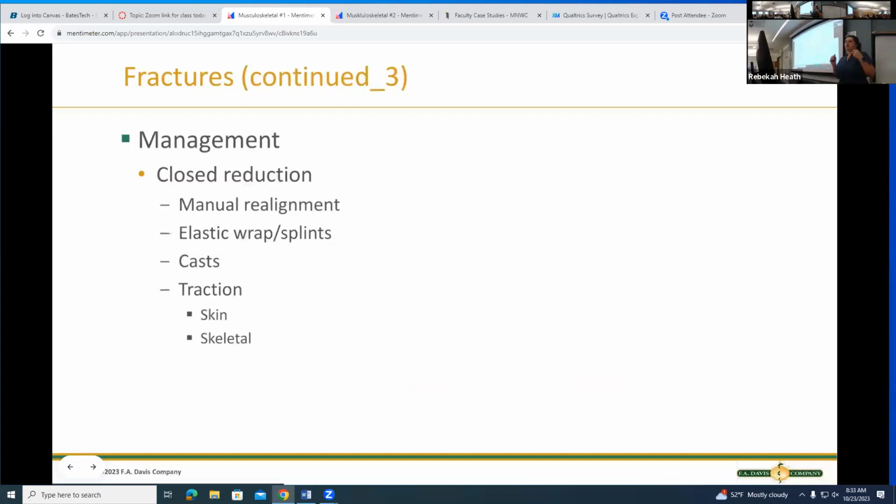So management, so closed reduction. When we talk about the open fracture, where it's broken through the skin, it's kind of the same thing with open and closed. How we fix it, closed reduction means we keep the skin closed. We don't do anything to open up that skin. So manual realignment might just be, hey, I'm going to turn this bone, and this is not anything we as nurses will do. This is the providers. So we assist, we help.